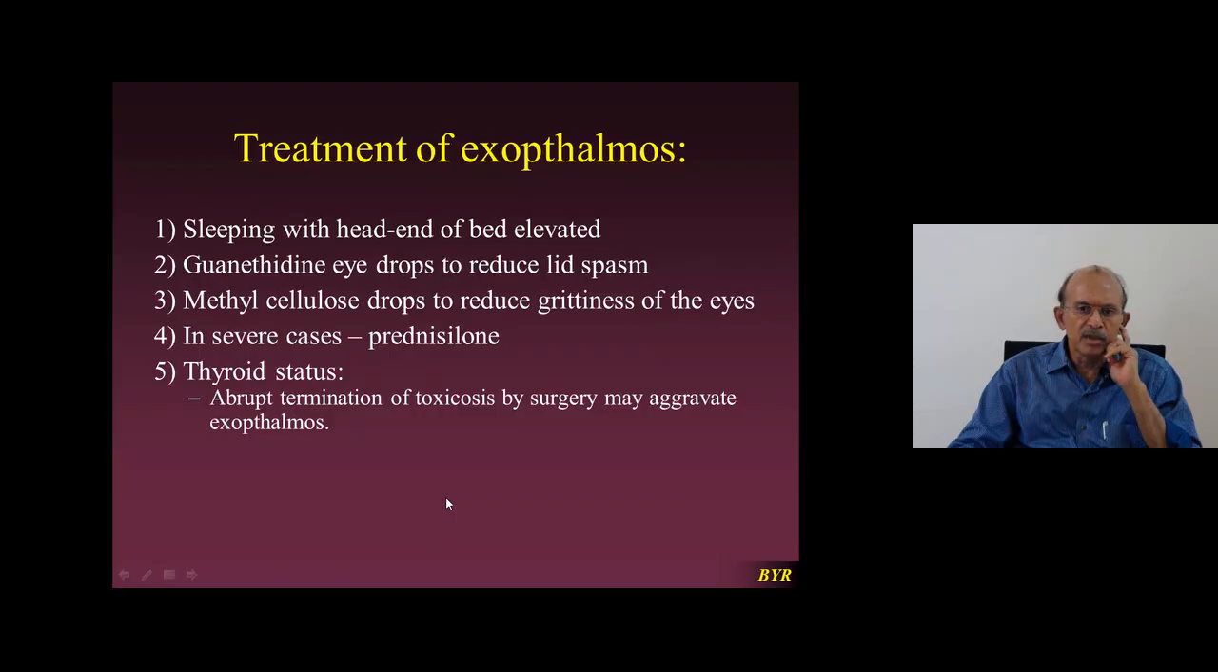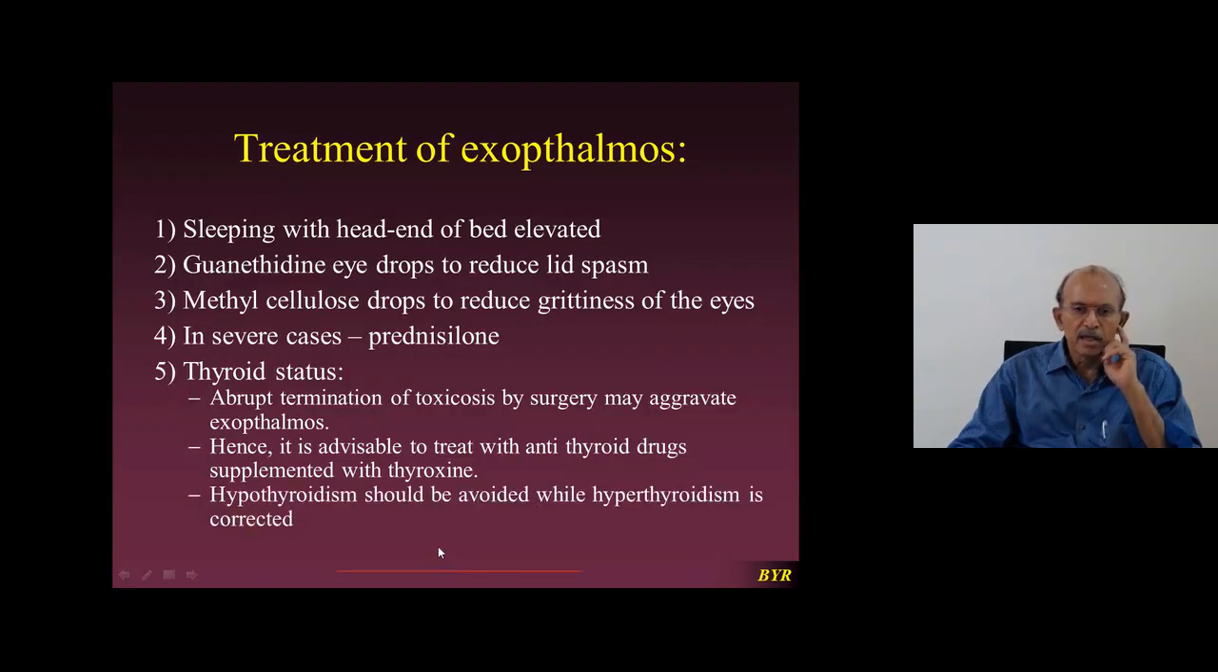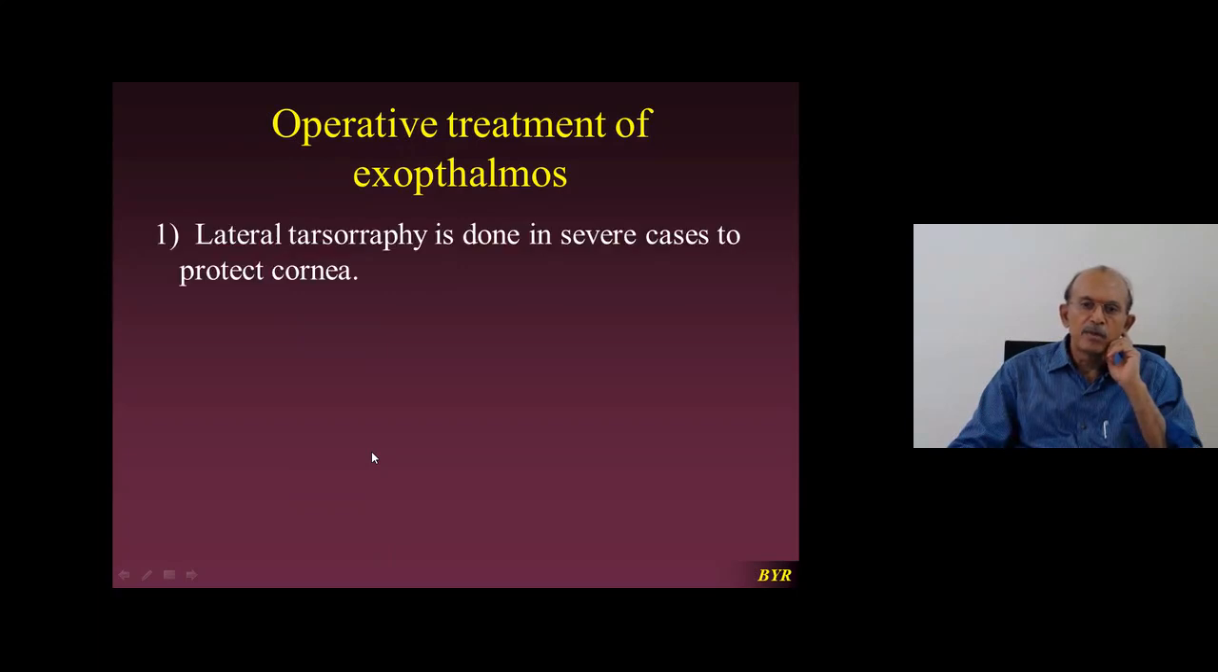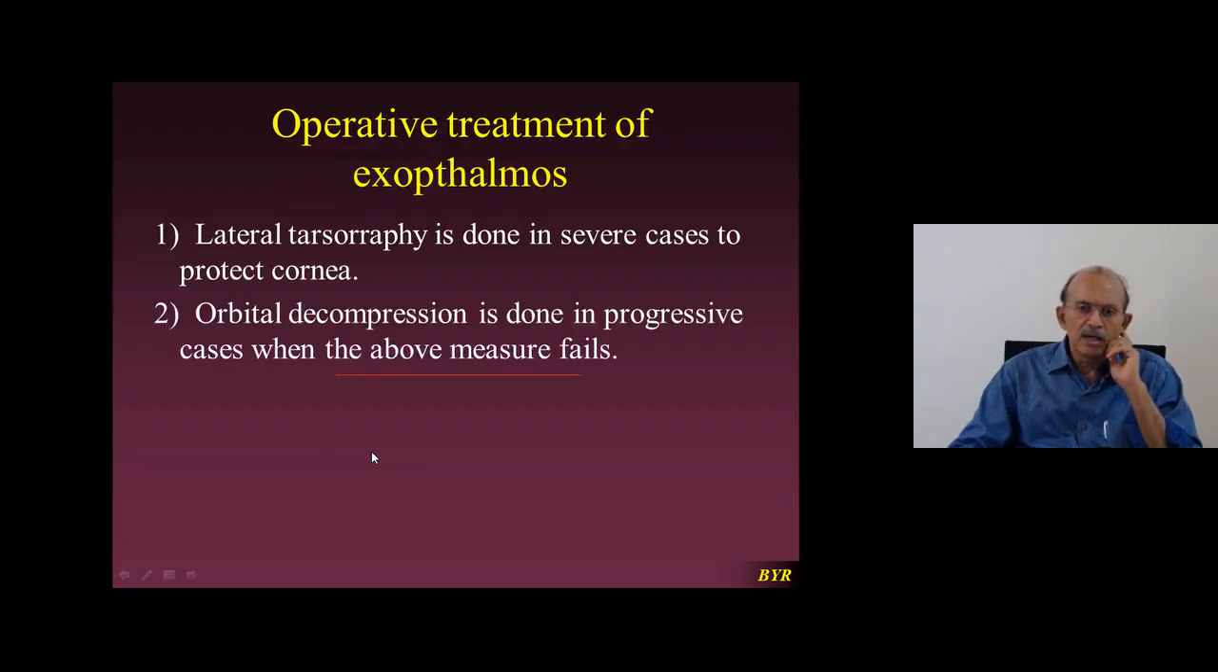Abrupt termination of toxicosis by surgery may aggravate exophthalmos. Hence, it is advised to treat with antithyroid drugs supplemented with thyroxine. Hypothyroidism should be avoided while hyperthyroidism is corrected. Operative treatment of exophthalmos: lateral tarsorrhaphy is done in severe cases to protect the cornea from exposure keratitis. Orbital decompression is done in progressive cases where the above measures fail.